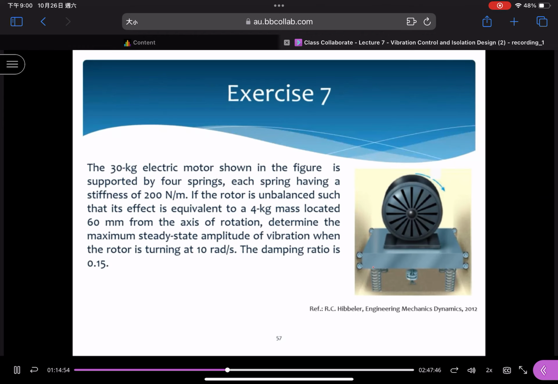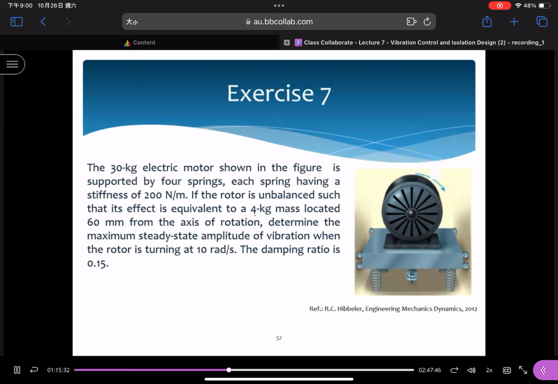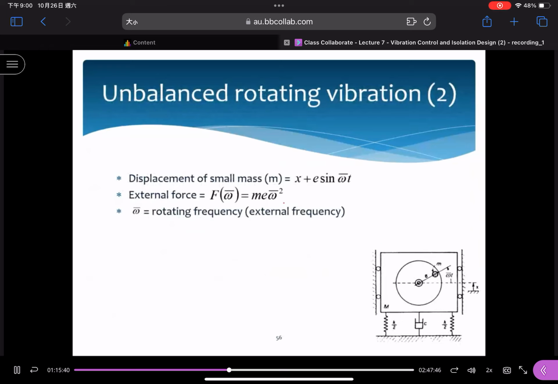Okay, let me show you an example here. We have a 30 kilogram electric motor shown here. It is supported by 4 springs, and each of them is 200 Newton per meter. Each one, the stiffness is 200 Newton per meter. If the rotor is unbalanced such that its effect is equivalent to a 4 kilogram mass located 60 millimeter from the axis of rotation, what does it mean here? The 4 kilogram mass is equal to m, the small letter m here.